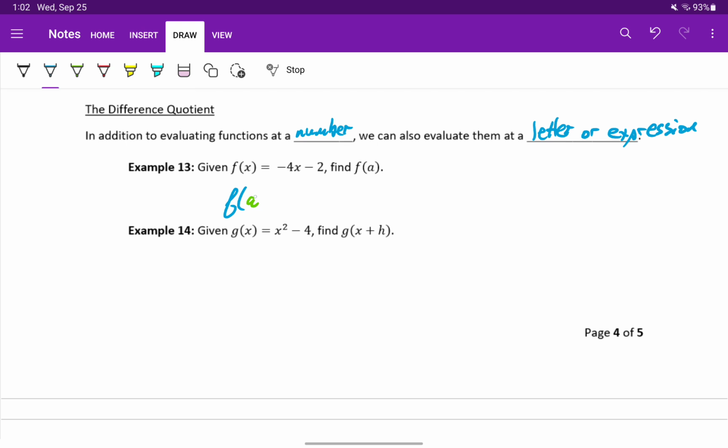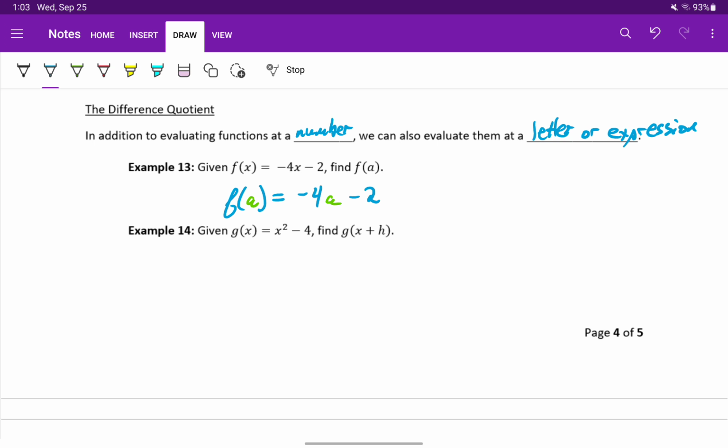In order to find f of a, we'll do the same thing that we did when this was a number in place of x. For every instance of x, we'll just replace it with the letter a. So our result will be negative 4a minus 2.